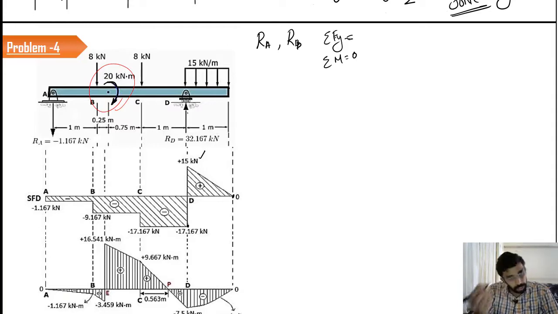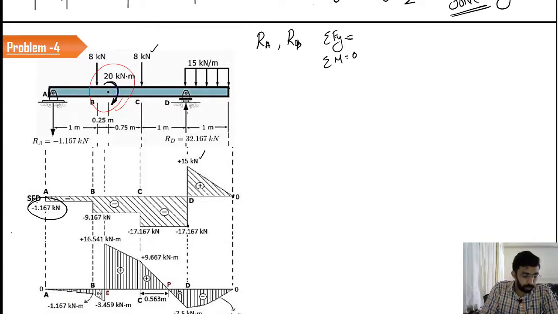And at C, you can again expect a step-like variation. So this 8 kilonewton will add to this minus 17.167. You will get it as 9.167 with a negative sign. Again, at this location, you add 8, and finally you get this minus 1.167.